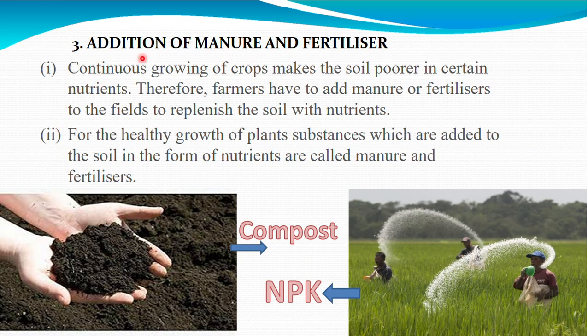Continuous growing of crops makes the soil poor in certain nutrients. Farmers have to add manure or fertilizers to the field to replenish the soil with nutrients or to improve the soil quality. For the healthy growth of plants, substances which are added to the soil in the form of nutrients are called manure and fertilizers.